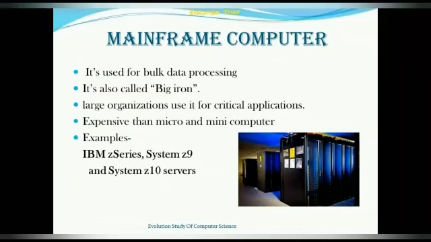Now what are mainframe computers? It is used for bulk data processing. It is also called big iron. Large organizations use it for critical applications. It is more expensive than micro and mini computers. Example: IBM Z series, System z9 and System z10 servers.